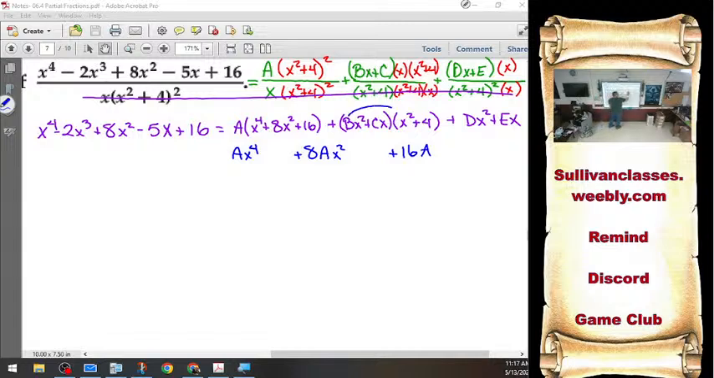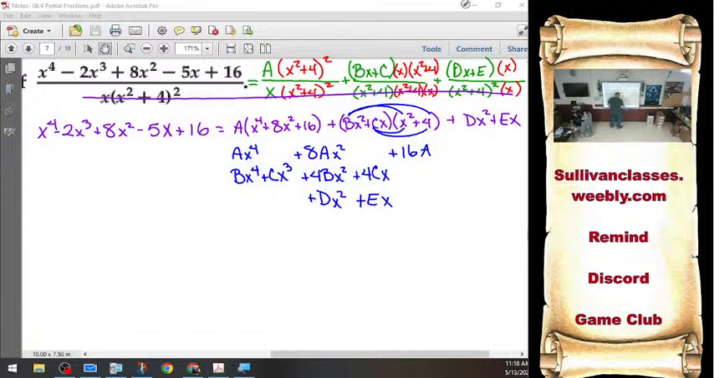I'm going to distribute here too. I'll have bx to the fourth, 4bx squared. cx times x squared is cx to the third. cx times 4 is 4cx. And then this last guy over here, dx squared plus ex. I put that one in the wrong column. There we go.